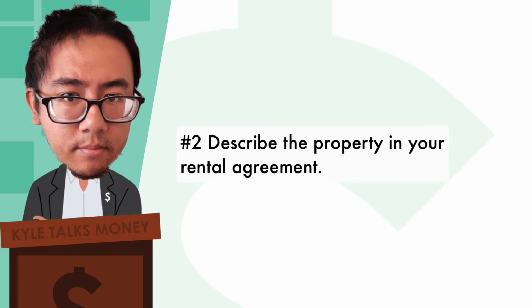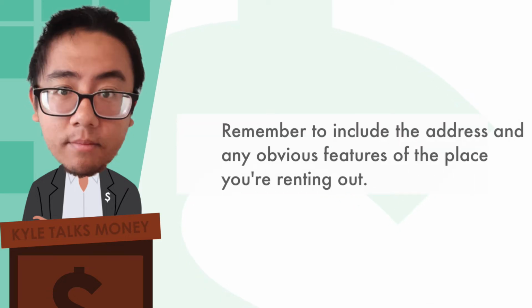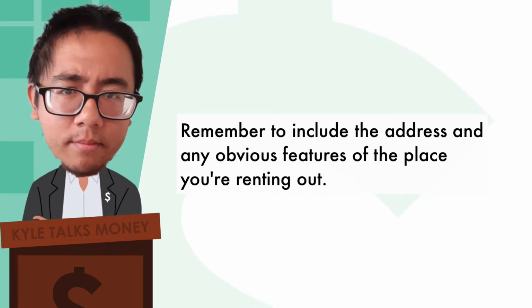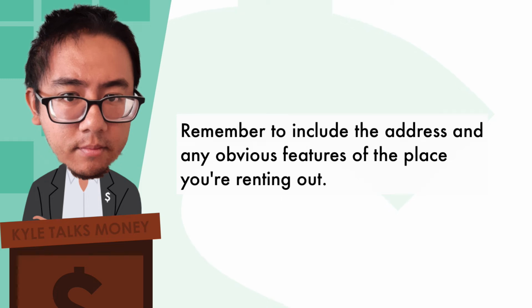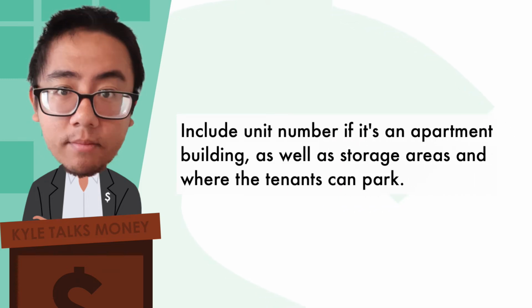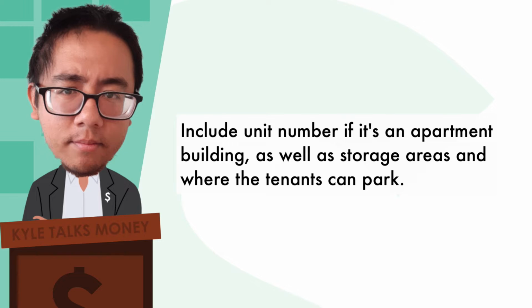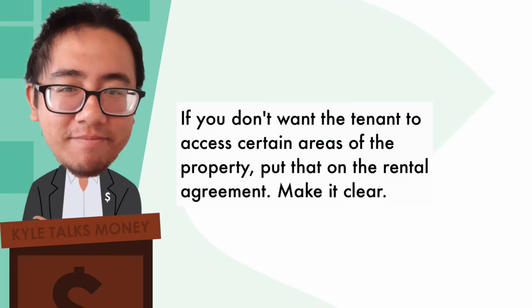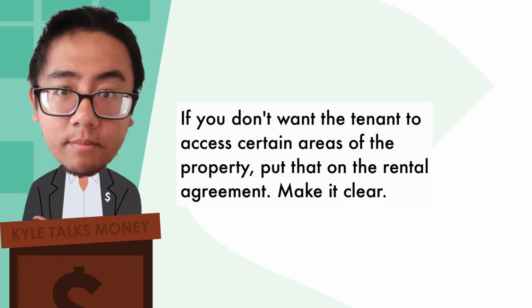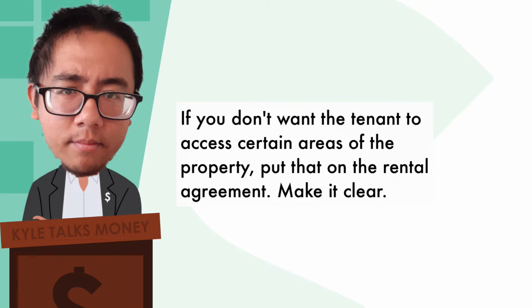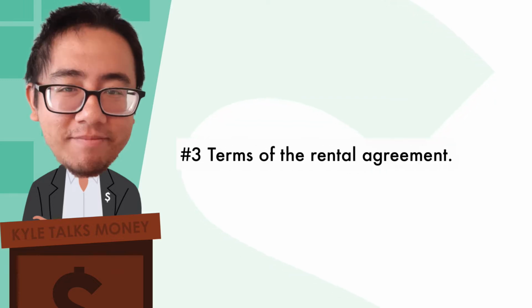Number 2, describe the property in your rental agreement. Remember to include the address and any obvious features of that place you're renting out. Include unit number if it's an apartment building, as well as storage areas and where the tenants can park. If you don't want the tenant to access certain areas of the property, put that on the rental agreement. Make it clear.